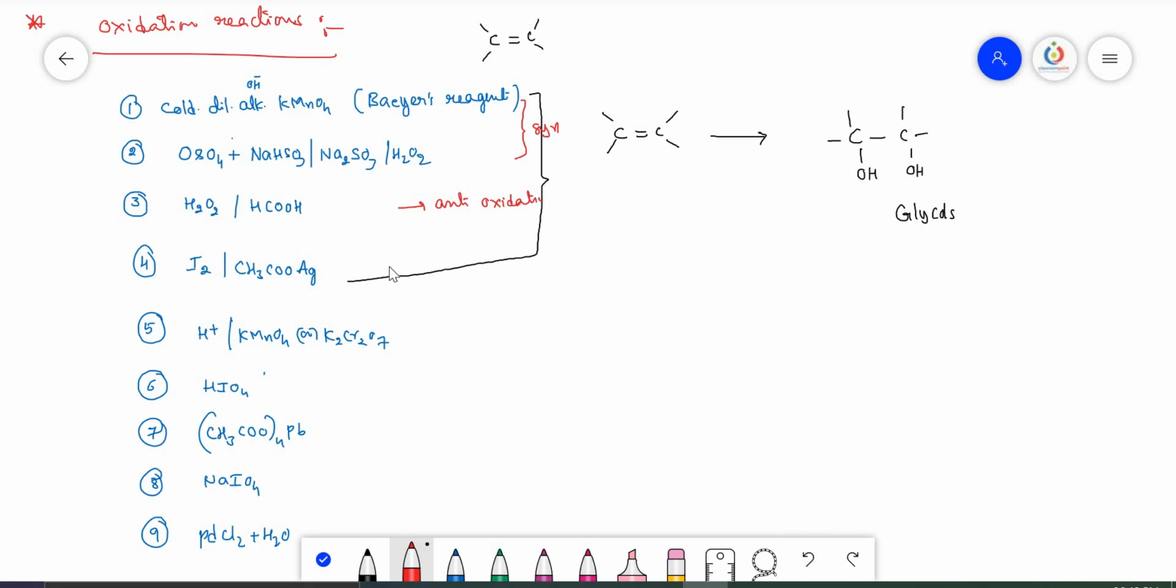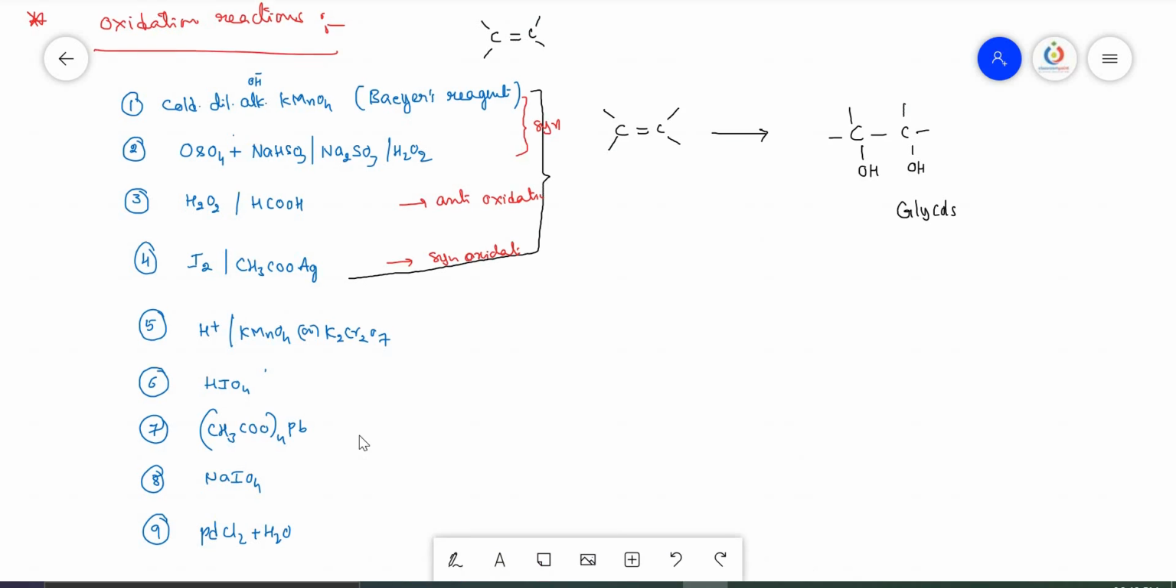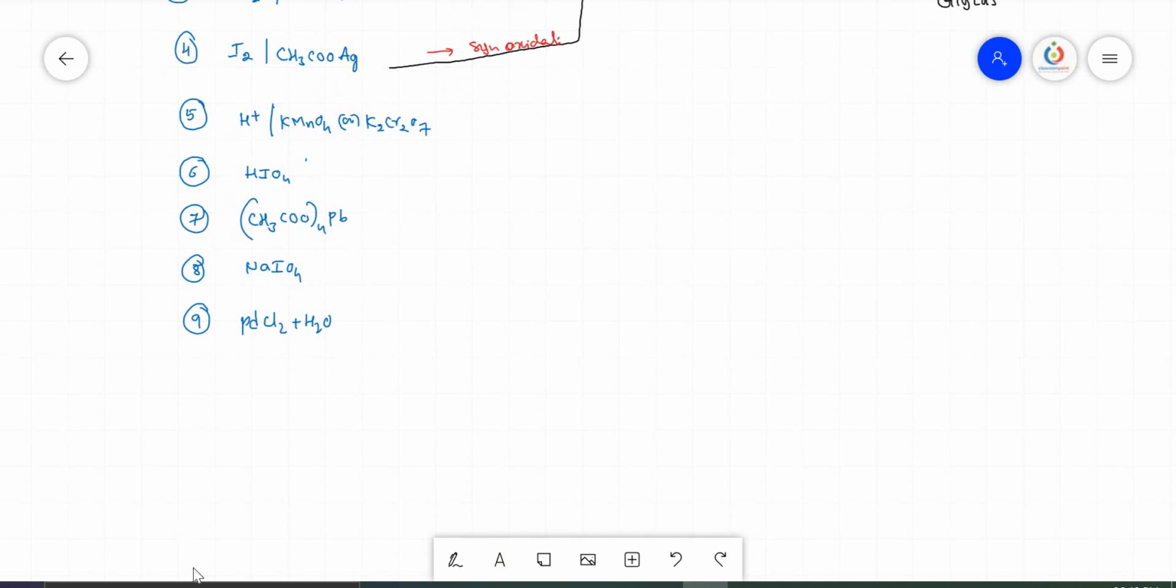Anti-oxidation. Again, this is syn oxidation. Okay. Now let us see what is the use of this H plus KMnO4. H plus KMnO4 and K2Cr2O7 properties, I will discuss separately down. Let me complete these remaining, HIO4 and all these.